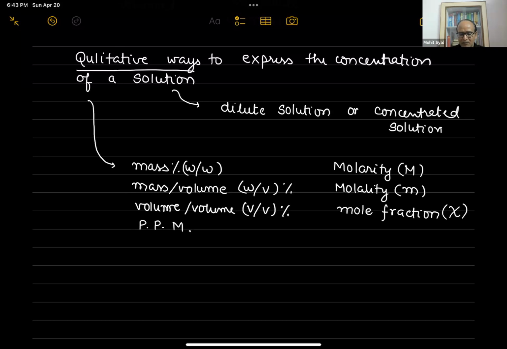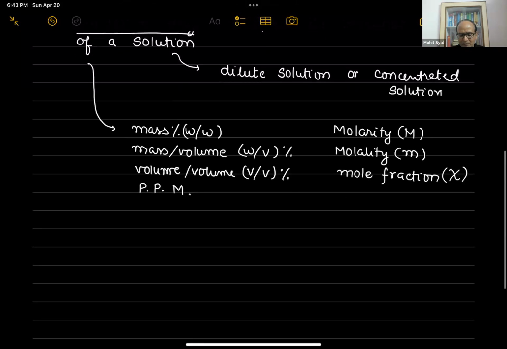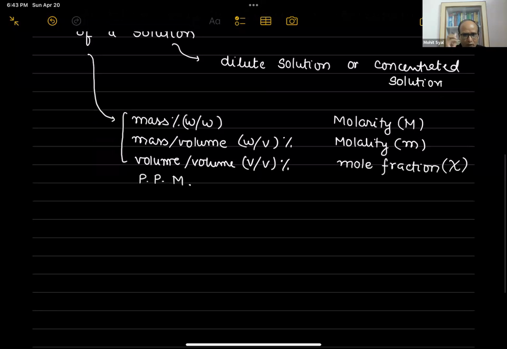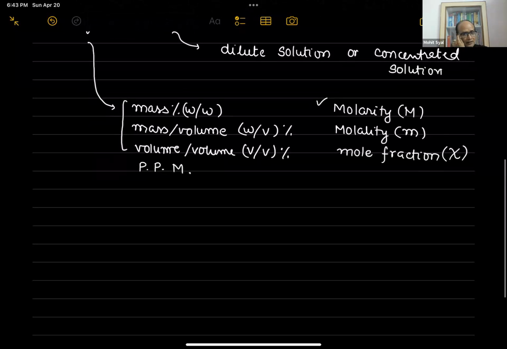So these are some of the basic terms, you know that. Let me take a very important one, which will be useful for all of us. Okay, and that is molarity. Is it clear? Molarity. So what is the definition of molarity?